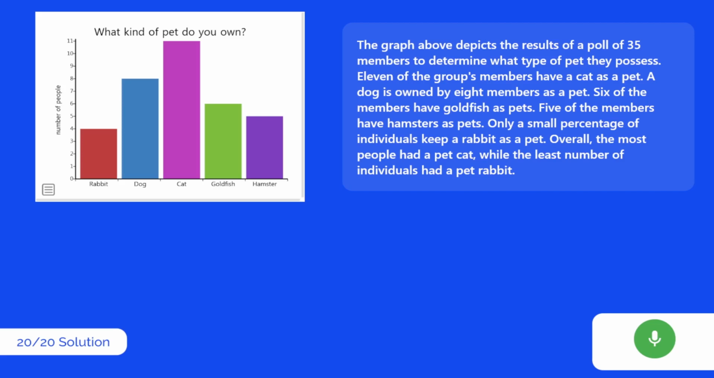Only a small percentage of individuals keep a rabbit as a pet. Overall, the most people had a pet cat, while the least number of individuals had a pet rabbit.